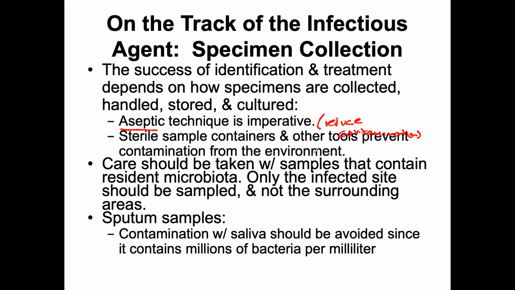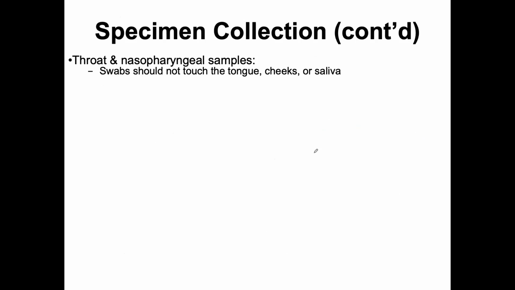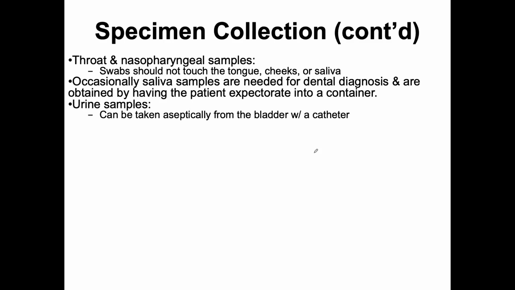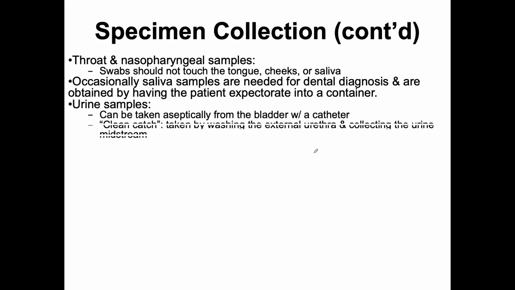In a sputum sample, contamination with saliva should be avoided because there's a lot of bacteria in it. Throat and nasopharyngeal samples, the swab shouldn't touch the tongue, cheeks, or the saliva. Occasionally, saliva samples are needed for dental diagnosis, and we get those by having the patient spit into a container. In a urine sample, we take it aseptically from the bladder with a catheter, or we can do a clean catch where we wash the external urethra and collect the urine midstream.